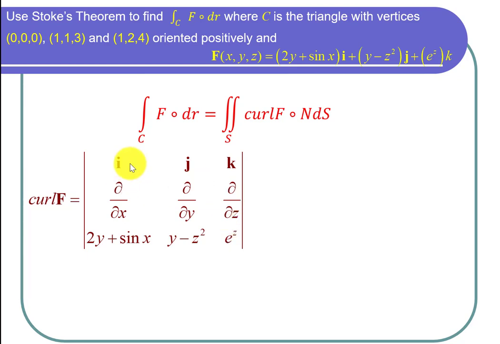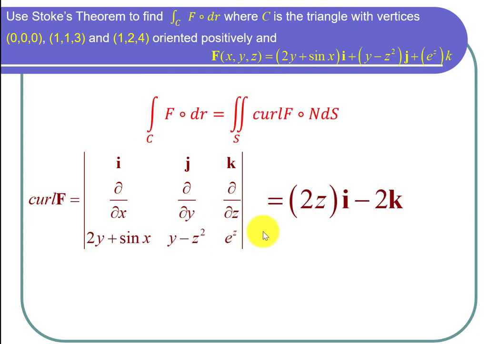To find the i component, I get rid of the row and column corresponding to where the i is, and I get del over del y of e to the z. The derivative with respect to y of something without any y's in it is just 0, minus del over del z of y minus z squared. Del over del z of y is 0. Del over del z of minus z squared is negative 2z. We're subtracting because of the sign pattern. So the i component is just positive 2z.